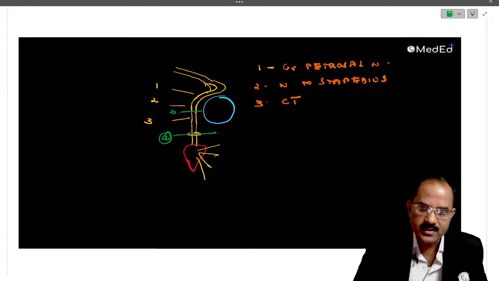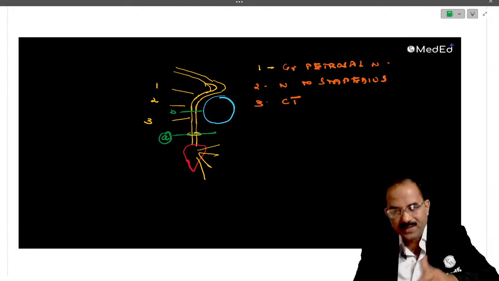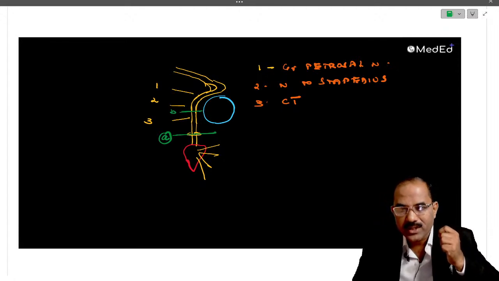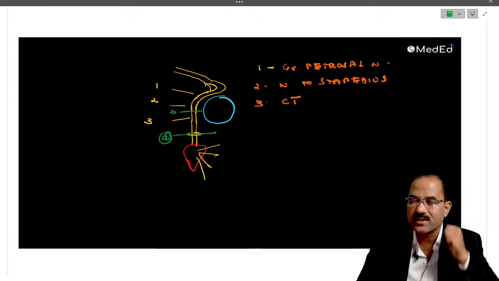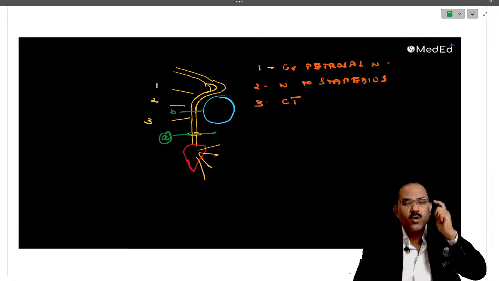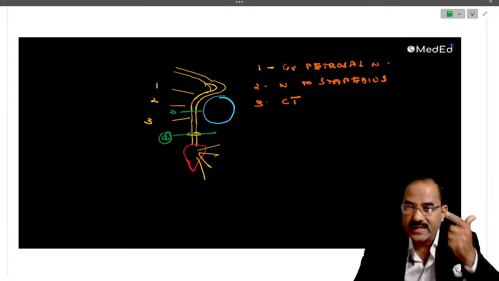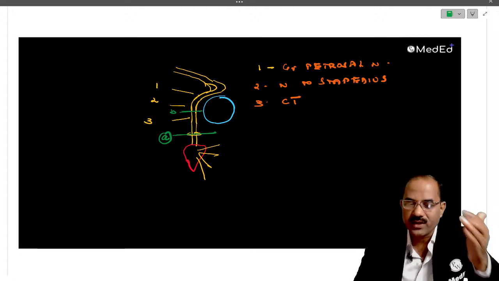If the lesion is at site B, there'll be a Bell's palsy along with the chorda tympani involvement. So the person will have a loss of secretions from the submandibular and the sublingual gland. Plus, the person will also complain of loss of taste sensations from the anterior 2/3 of the tongue.